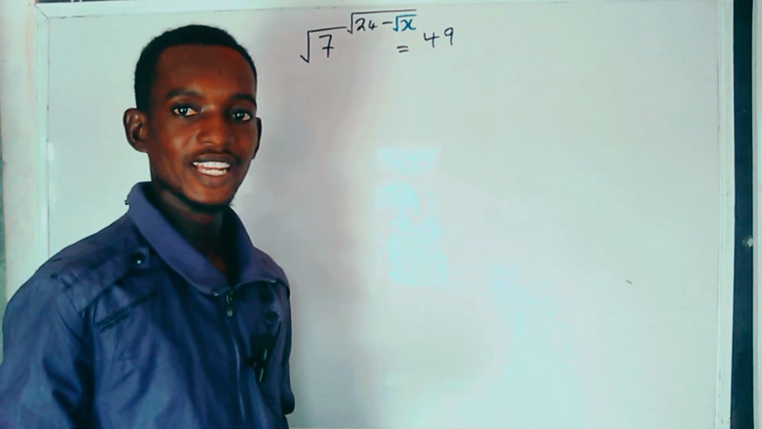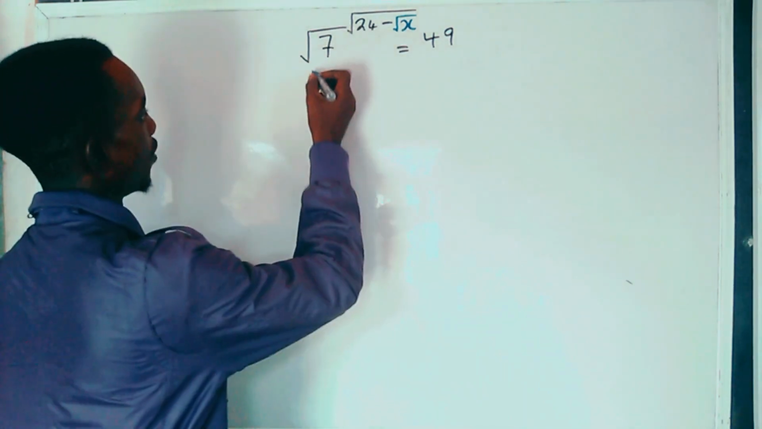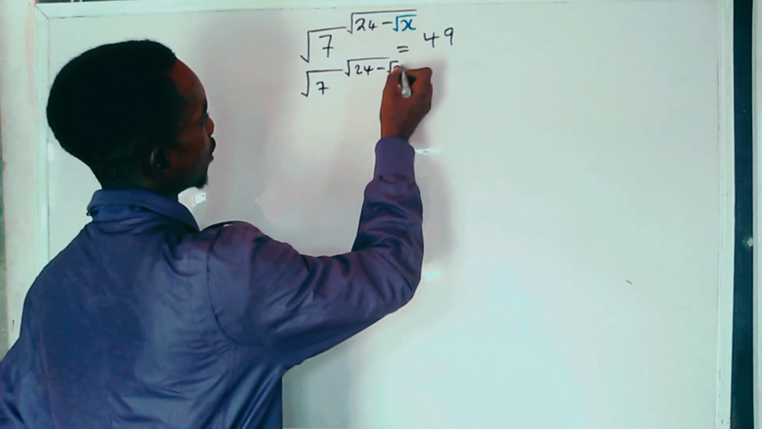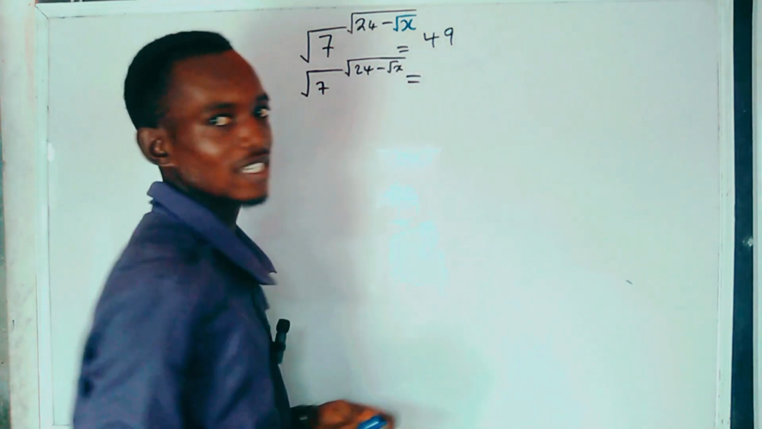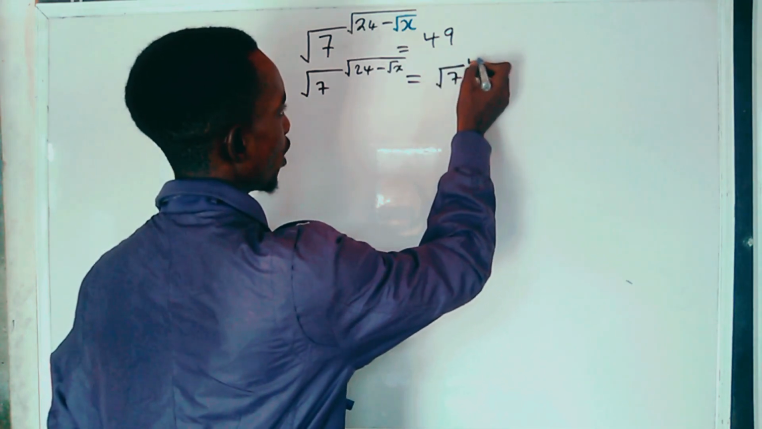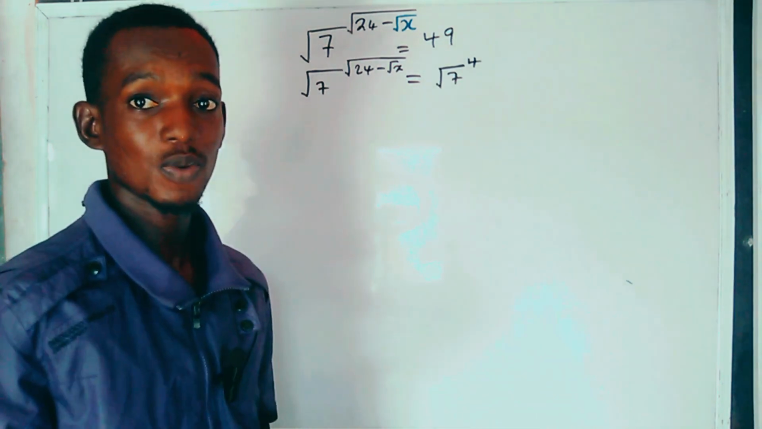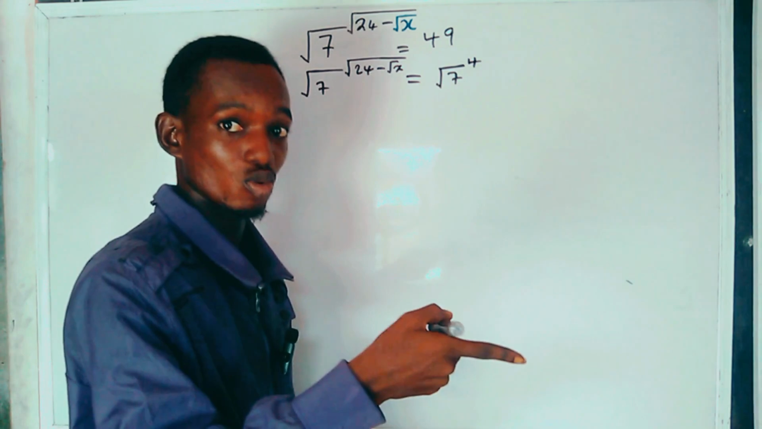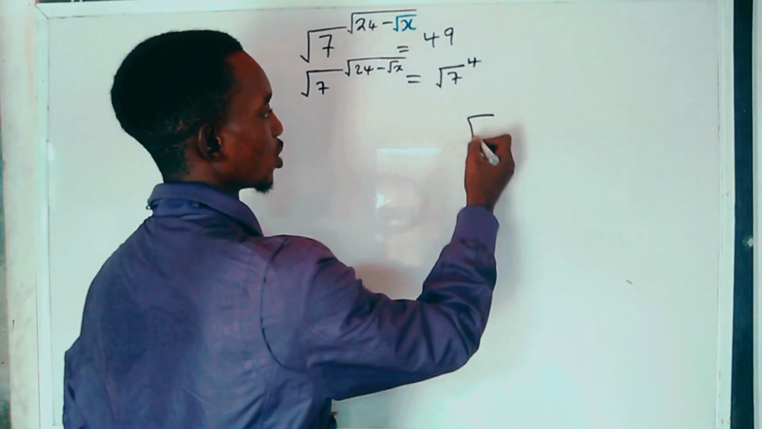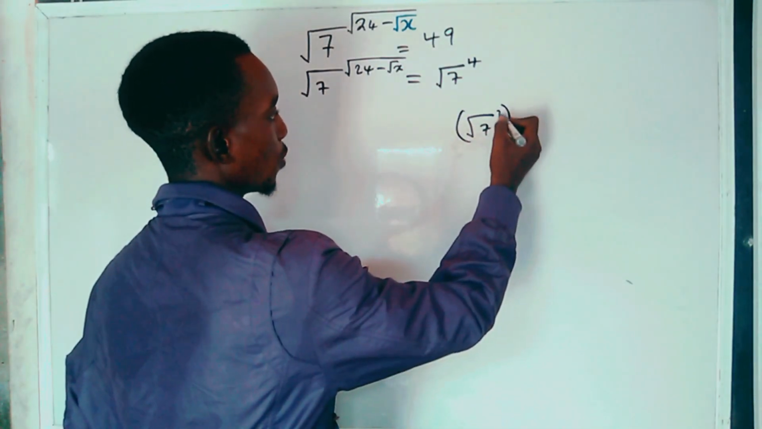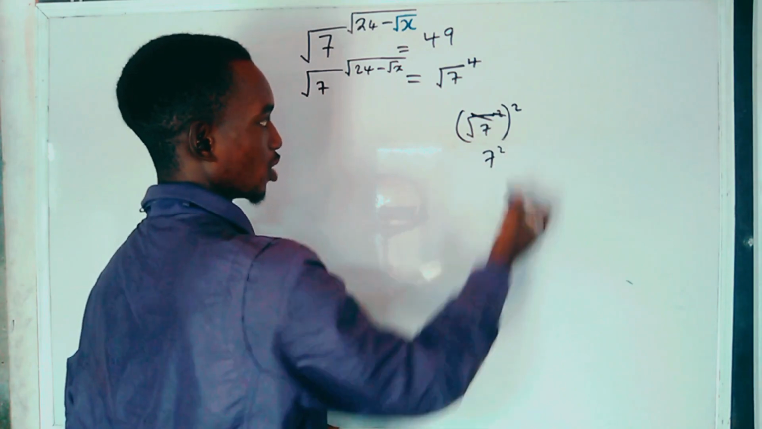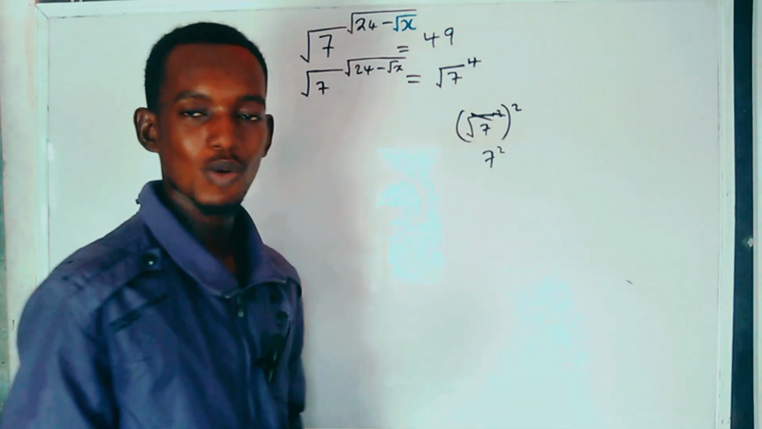We're going to use one basic idea here. Now let's go. We have square root of 7 raised to the power square root of 24 minus square root of x equals to, now instead of 49, we can express 49 as square root of 7 raised to the power 4. Yes, square root of 7 raised to the power 4. Because square root of 7 raised to the power 2 is what? 7. Then 7 squared is what? 49. See what I'm talking about here? Square root of 7 raised to the power 2 raised to the power 2. That's 4, right? Then square cancels roots. Then we have 7 raised to the power 2, which is what? 49. So that's the trick we're going to use here.